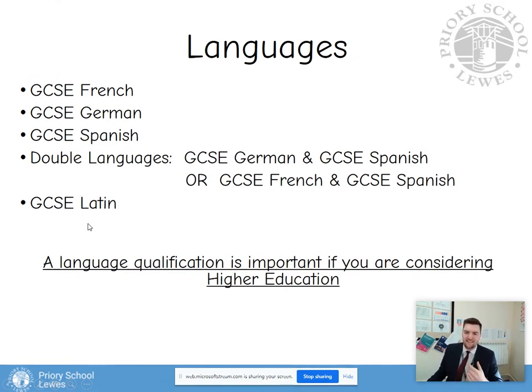And of course, as a Latin teacher, and Mr. Ashworth as a Latin teacher, we have an automatic bias towards Latin and say that it underpins Spanish and French there. Anyway, if you're looking to go to higher education, university in particular, it's really important that you have one of these languages, okay?